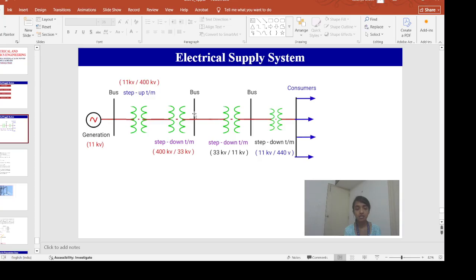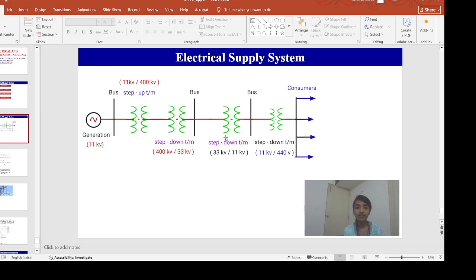Then there is a bus. I already told you this bus is nothing but a junction or hub in your substation which will connect different lines or links in the substation, or it will connect different electrical components. Okay, so here also we have another transmission line. This transmission is called the secondary transmission.